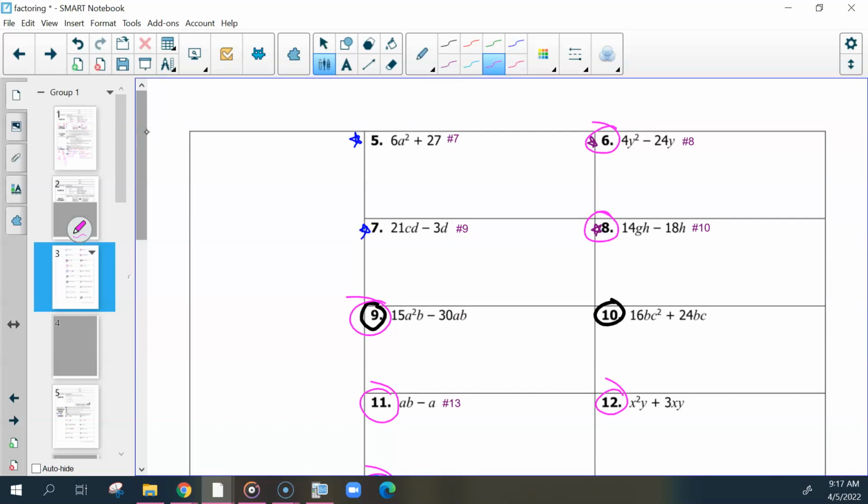For number 6, what is the highest number I can divide out of both of those? 4. Do they have anything in common? Anything else in common? They both have a y, and I can only use one y for both because this one doesn't have 2. So 4y would be my DCF. Now I'm going to divide both of those terms by 4y. What would be left?